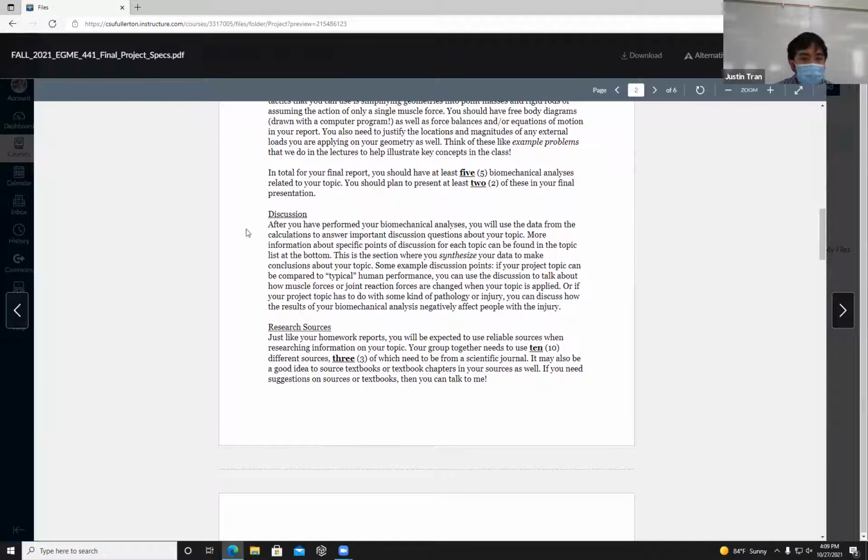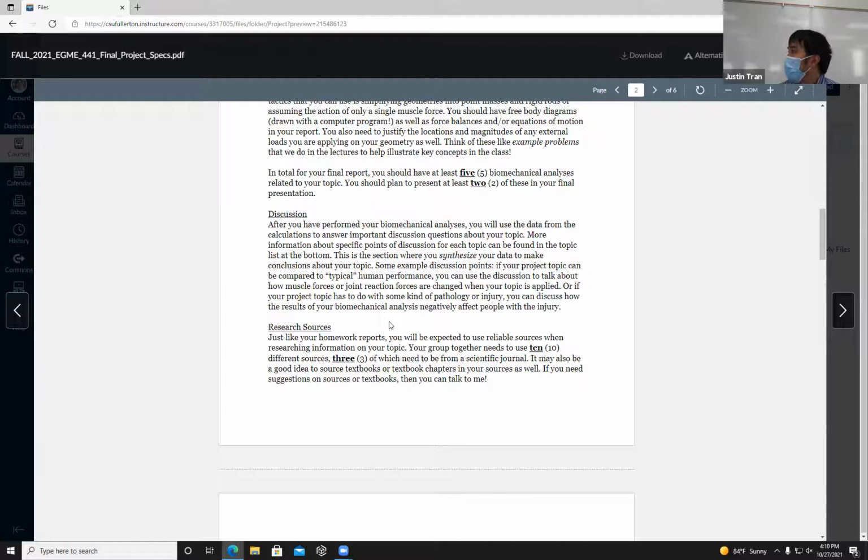All right, so after you've done with the biomechanical analysis, then we go on to the discussion. This is usually the part of a scientific paper where you take the data that you've obtained, either through an experiment or through your calculations, and then start to make some conclusions about it. And for every topic, there's going to be some discussion questions that you can answer, right?